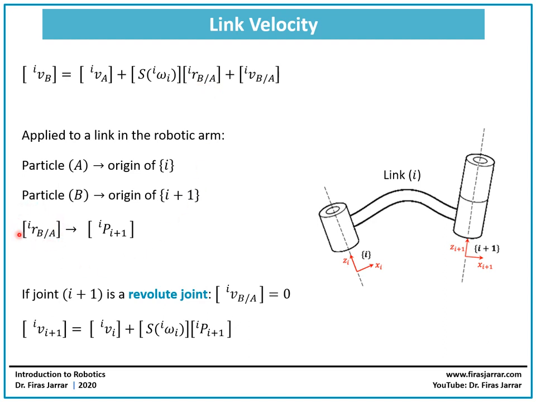For the term R_B with respect to A, we can replace this with another expression. So instead of having R, we can have a capital P for the position of I plus 1 with respect to I. It's just another way of writing it. And what about this term here, the velocity of B with respect to A, expressed in frame I?